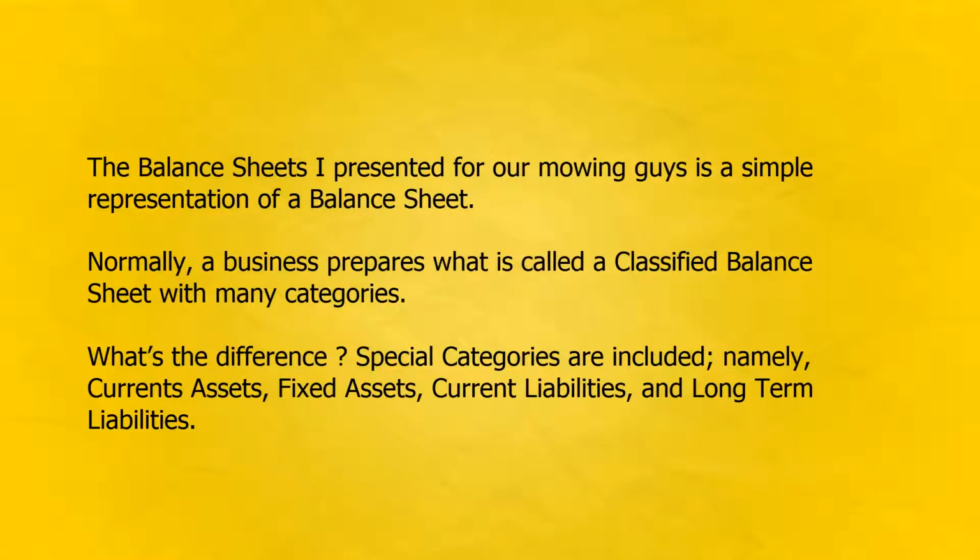The balance sheets I presented for our mowing guys is a simple representation of a balance sheet. Normally, a business prepares what is called a classified balance sheet with many categories. What's the difference? Special categories are included, namely, current assets, fixed assets, current liabilities, and long-term liabilities.